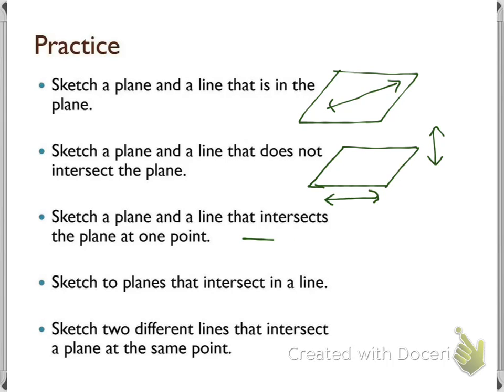Sketch a plane and a line that intersects the plane at one point. So maybe I want to think of this as like a flagpole. When you look at a flagpole, it's a line that comes in and hits the ground. So I could have this line come here, hit the plane, but then it keeps going. So I'm going to put a little dashed line and draw it through. Let me try it over to the side a little bit better.